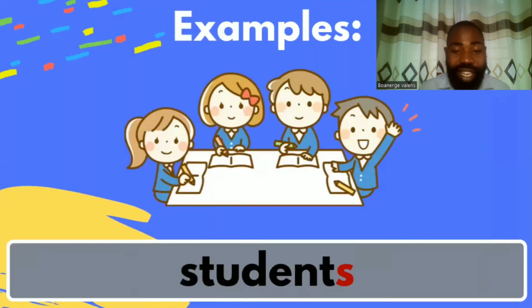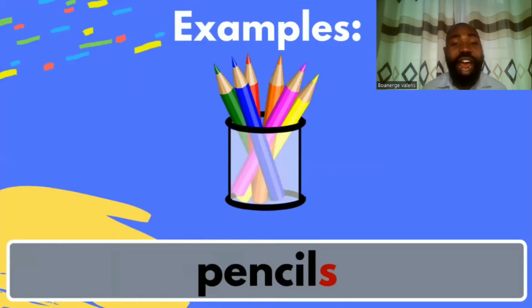Now we have another countable noun, which is student. Student na abanyeshuri. Abanyeshuri benshi turavuga students. We have pencils. Pencils na makaramu y'ibiti cyangwa se amakereyo. That is pencils. Pencils rero, we can say one pencil, two pencils, three pencils, four pencils, five pencils, six pencils. All right, we are counting them. So this is also countable now.